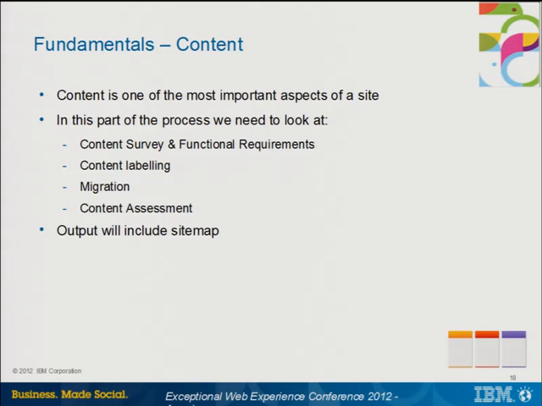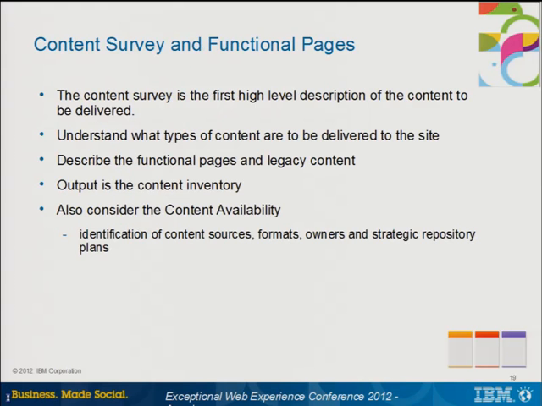And then you look at things like the site map. So this is the more traditional part, where you start to think about how to structure that content and how to make sure that the user has a discrete and a nice path through to find the content that they want. So the content survey, going into a bit more detail here: we're understanding the type of content that's going to be delivered. We also describe the functionality, what functional pages there are going to be.